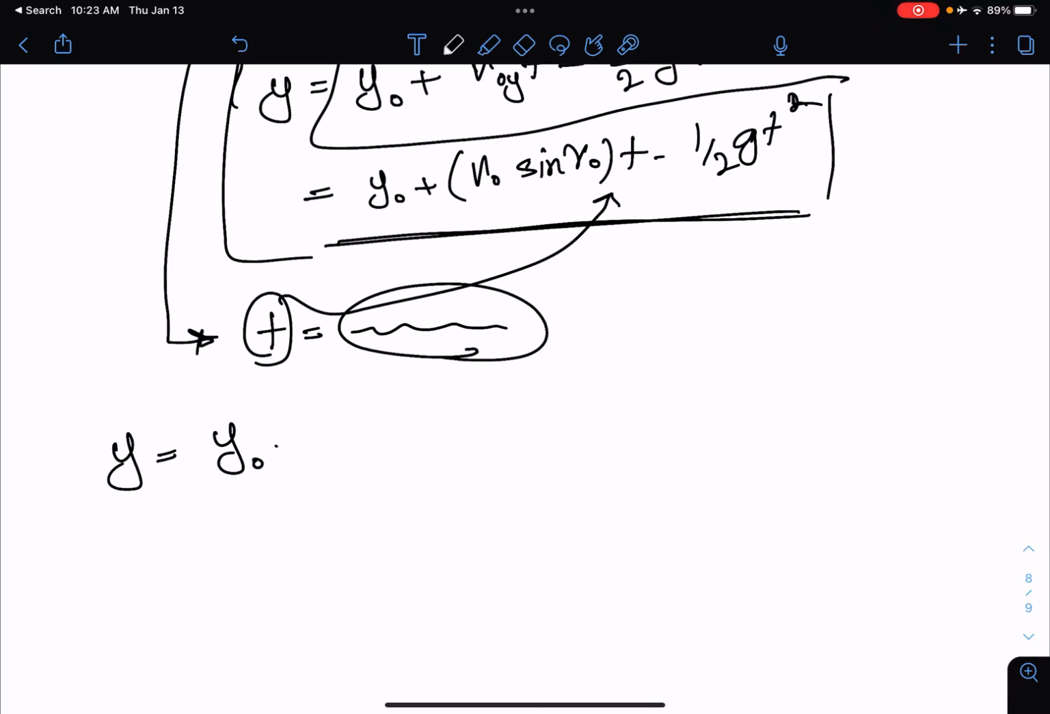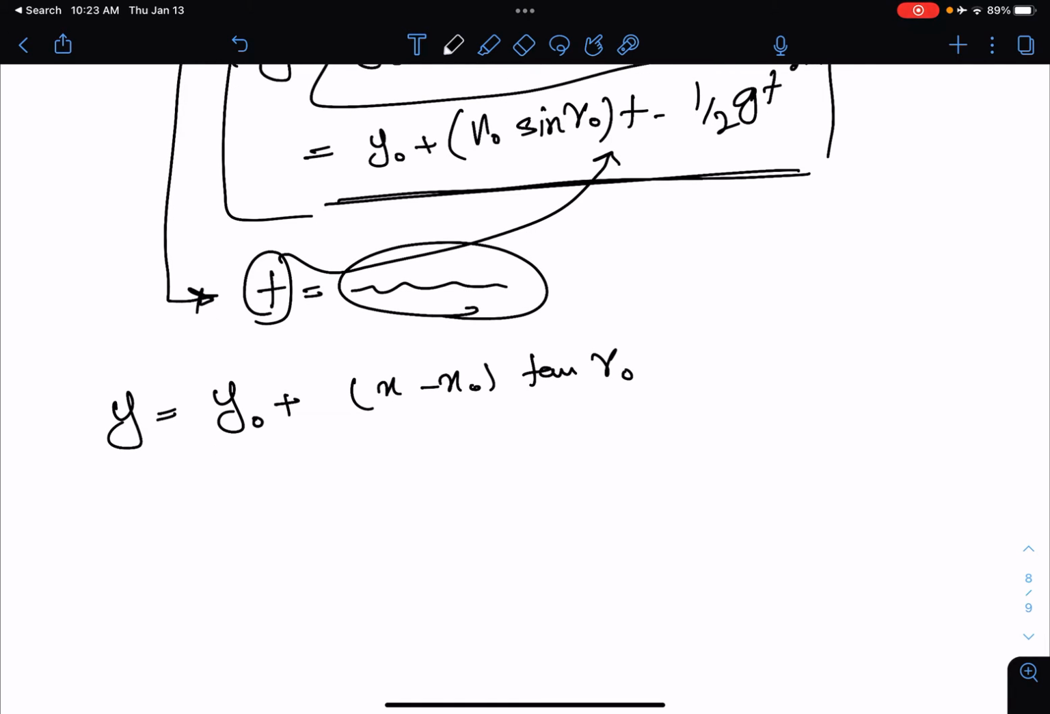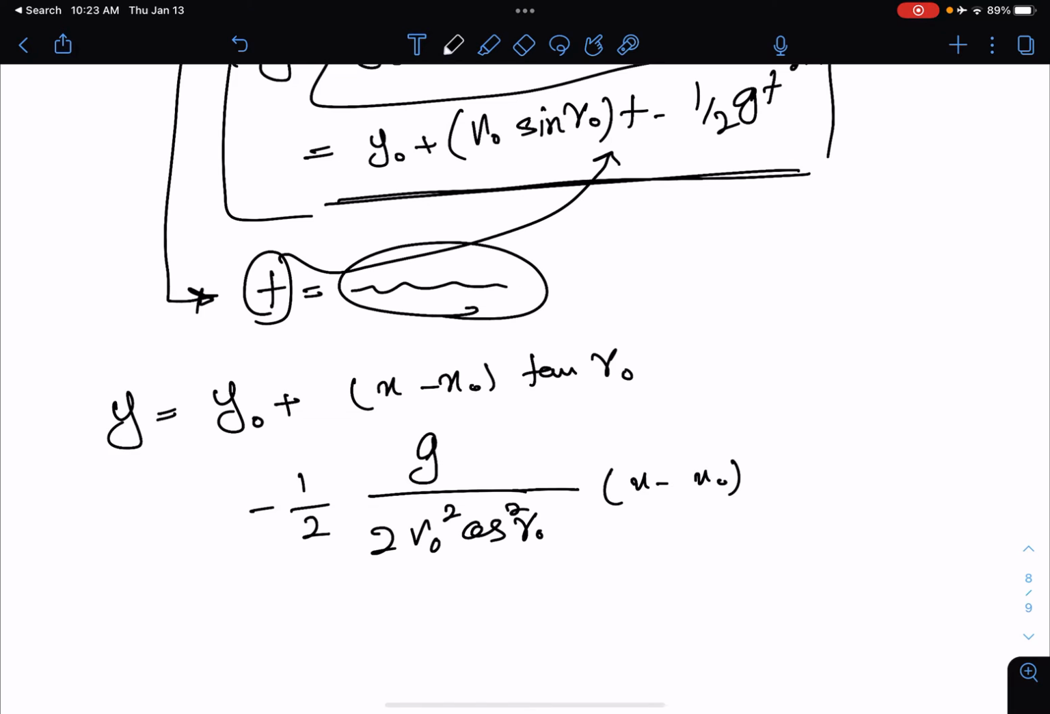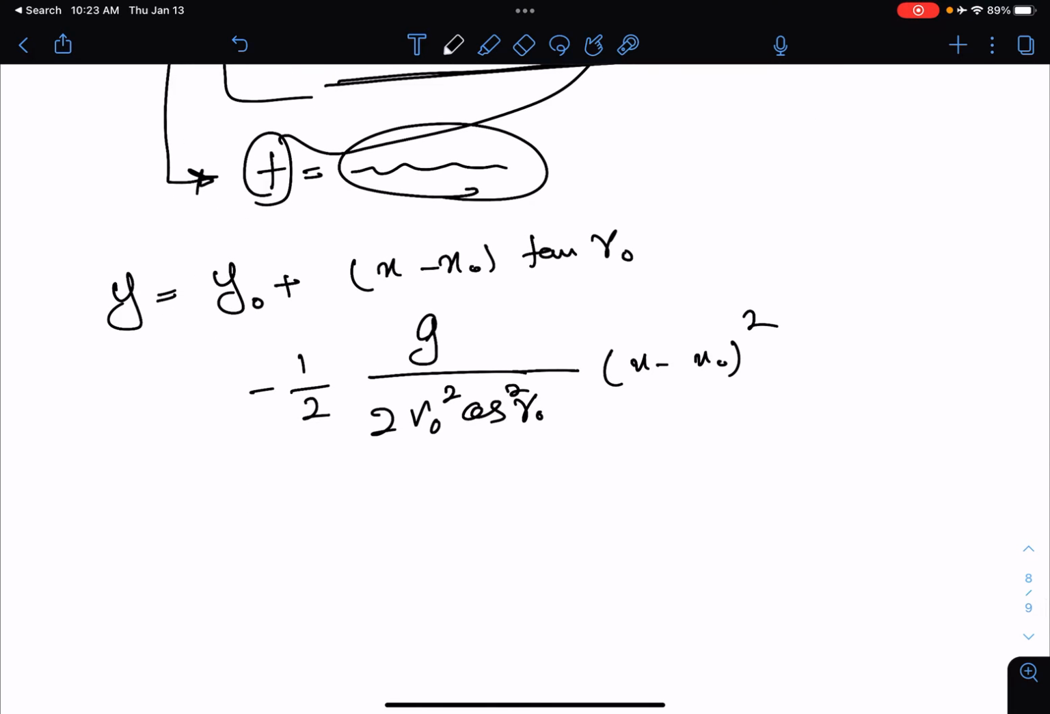y equals y naught plus (x minus x naught) tangent of gamma naught minus g over 2 v naught squared cosine squared of gamma naught times (x minus x naught) squared, and that's it. As you can see, this is a second order curve, which means that we have a parabolic trajectory.